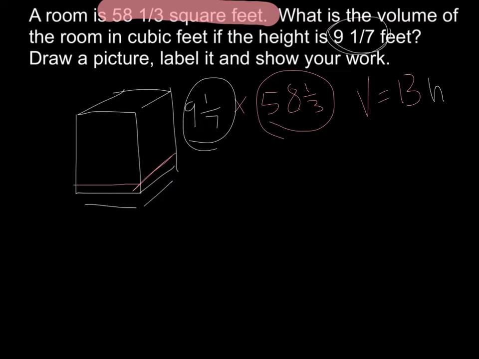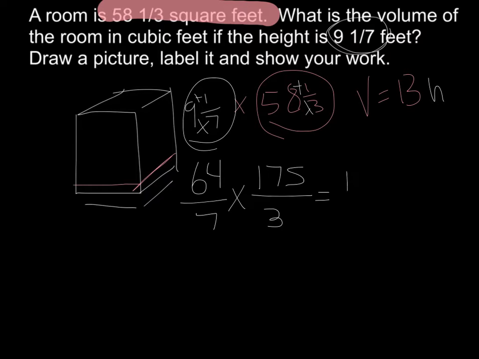If I multiply 9 times 7 plus 1, that will give me 64 sevenths, times 58 times 3 plus 1. 58 times 3 is 174, plus 1 is 175 thirds. When I multiply that out, I get 11,200 divided by 21 because I multiply my fractions straight across.